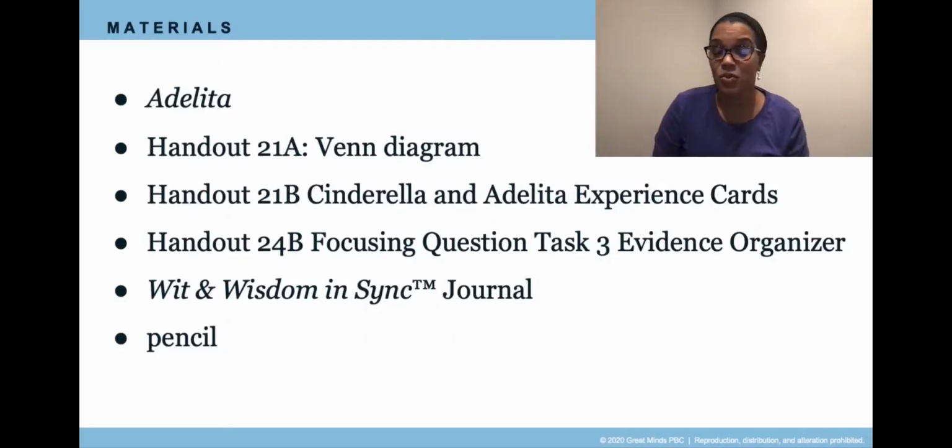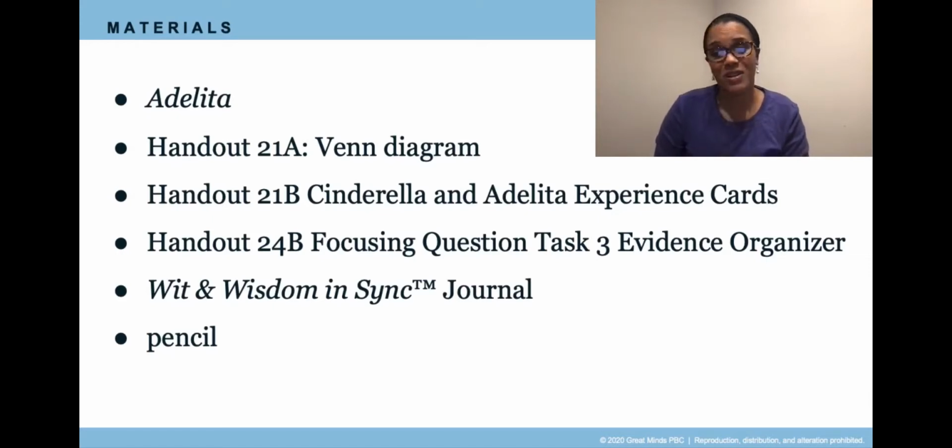But before we do, let's make sure you have your materials ready. For this lesson, you will need a copy of the text Adelita if you have one. You'll need handout 21A, which is a Venn diagram. You'll need handout 21B, which is the Cinderella and Adelita experience cards. You'll also need handout 24B, which is the Focusing Question Task 3 Evidence Organizer. You'll need your Wit and Wisdom in Sync journal and a pencil.